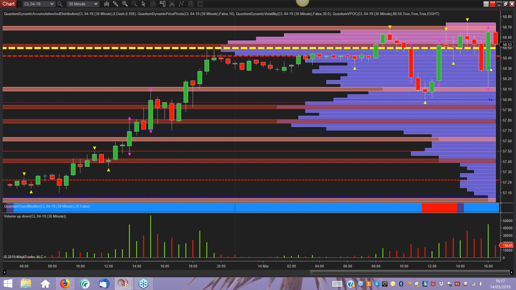Until we break away through, again, it's back to levels. Looking on this particular chart, 5870, 5880, if we can break through that level, then we've got some potential support below and potential move to the upside.